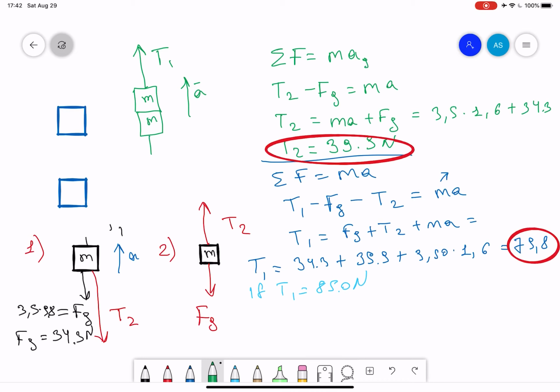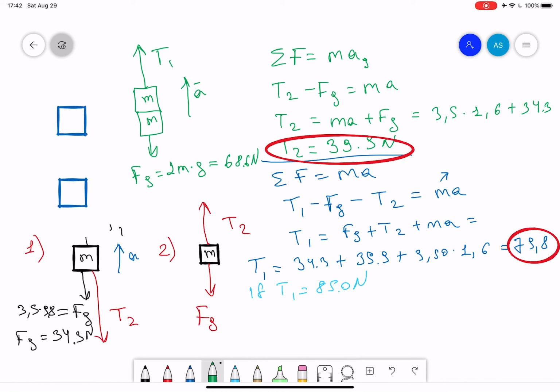So what about this Fg? Since both masses are equal, we can say that Fg is 2m multiplied by g. Let's do the calculation: 2 multiplied by the mass 3.5, multiplied by 9.8, so we get 68.6 newtons. This is our weight for the two boxes, right?